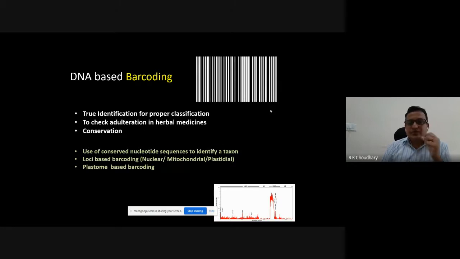So what we do here, we are using again the same conserved nucleotide sequences to identify a taxon. And this can be done using two approaches. One we call loci-based barcoding, where you are taking data from the nucleus or mitochondria or from the chloroplast, and you are comparing those data, and then you have to establish a standard barcode. There are several statistical analyses using which you can establish a DNA barcode for a particular species. And there is another approach called plastome-based barcoding, where you have to sequence the whole chloroplast genome, and based on that you can propose a specific barcode for a particular species.